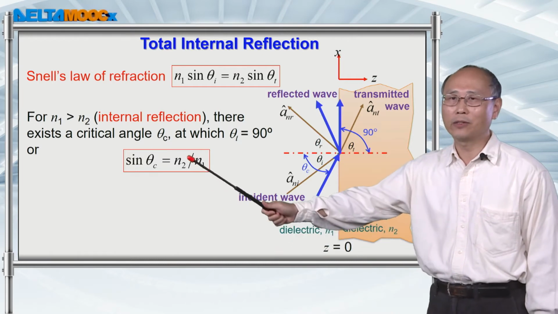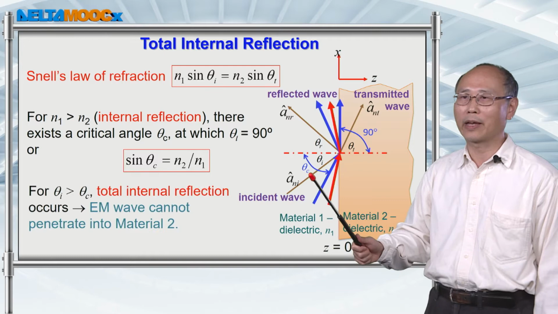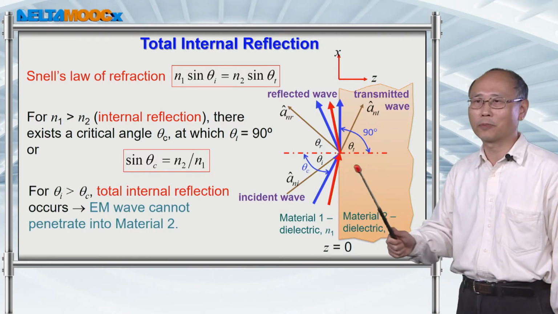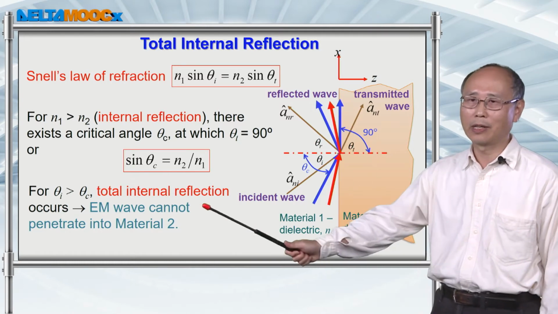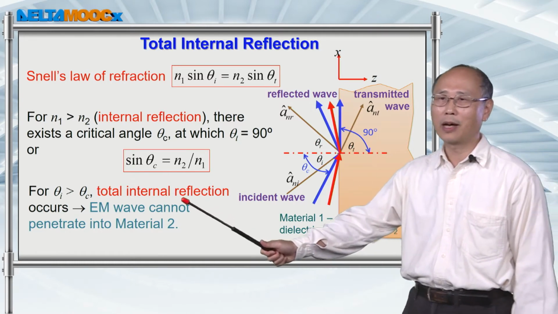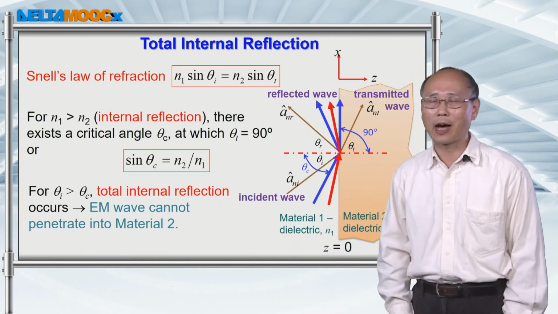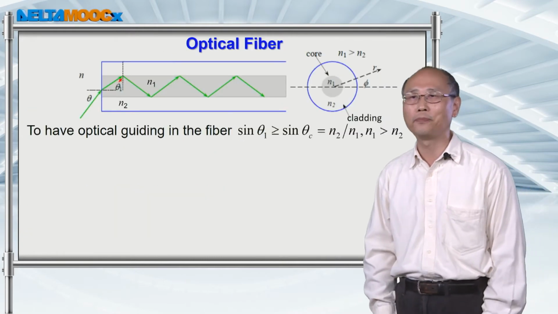And if you continue to increase the incident angle to be larger than this critical angle, it turns out that the wave cannot go into this material. You get total internal reflection. And this is the phenomenon that we often use when we do optical fiber communication. And I'm going to talk about it on this page.